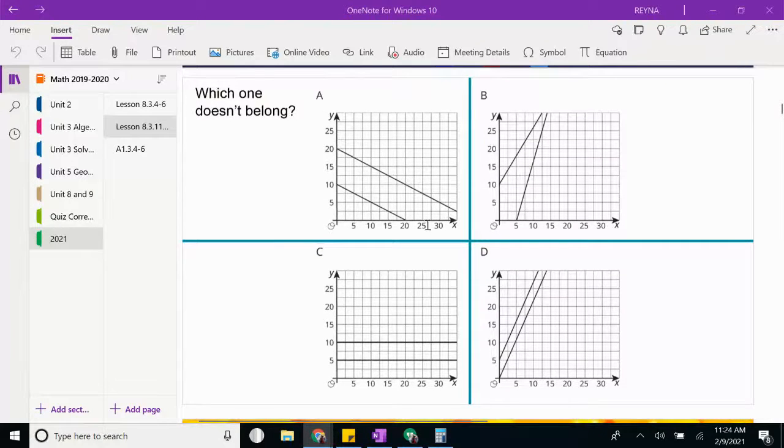So out of these four, A, B, C, and D, which one do you think does not belong? Why do you think it does not belong? Okay, so if you picked A, you might have said, hey, those ones are going down and these other ones are going up. So maybe that's why A doesn't belong. For B, you might have said, hey, they're going up and they look like they're going to crash into each other. So maybe that's why B doesn't belong. You might have said C, because they are horizontal lines. All the other ones are diagonal lines. And you might have said D because those are the closest lines together and they're parallel. So whichever one you picked is fine.